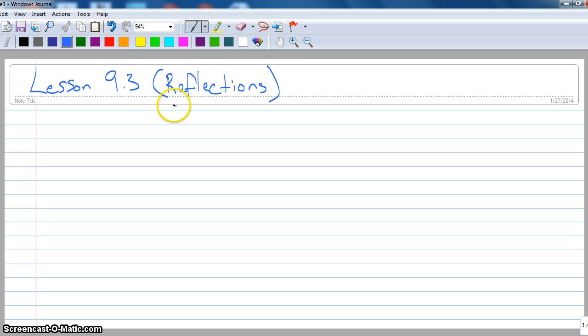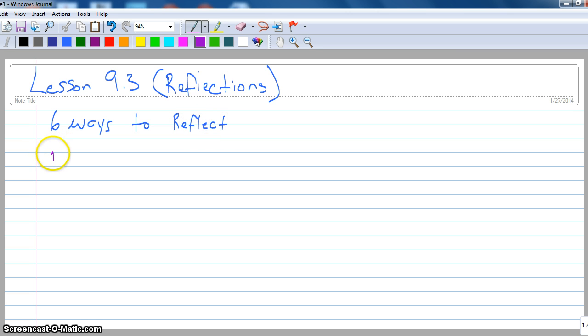Now, something I forgot to mention on the other notes, I want to mention it now. When we have translations and reflections, when we move the shape or reflect it, it's the same shape. It doesn't get bigger and it doesn't get smaller. Alright, so reflections. There are 6 ways to reflect.